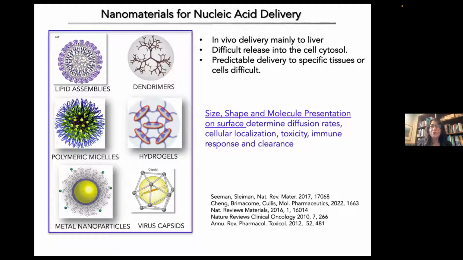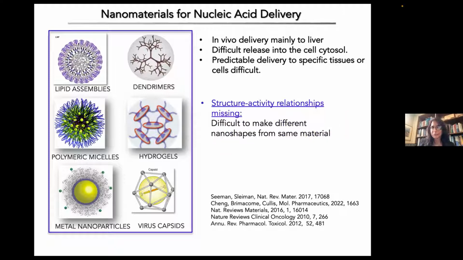Yet most of the nanomaterials that are approved for drug delivery right now are spheres, when we know that many other shapes might be superior for some applications to spheres in terms of drug delivery. And the precise control of size, shape, and presentation of molecules in an asymmetric way on these structures is somewhat difficult right now for most of the nanomaterials.